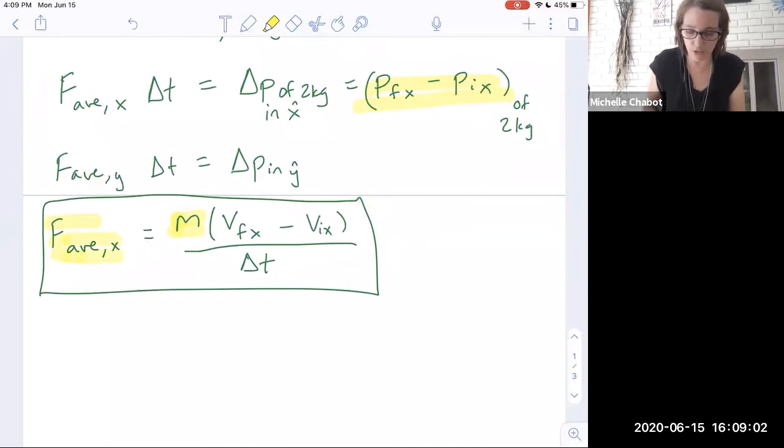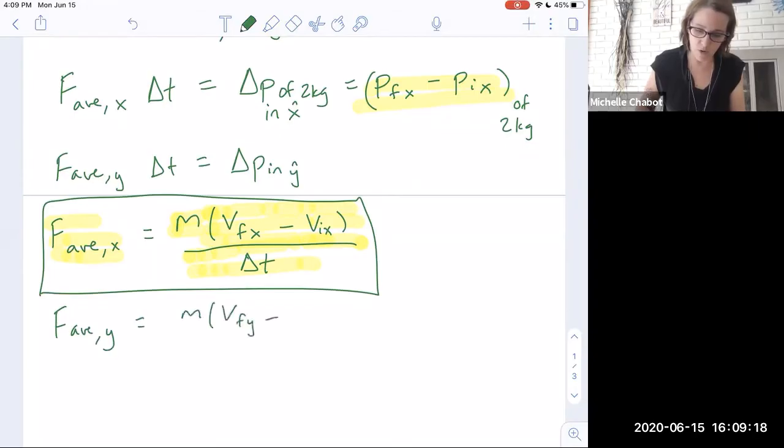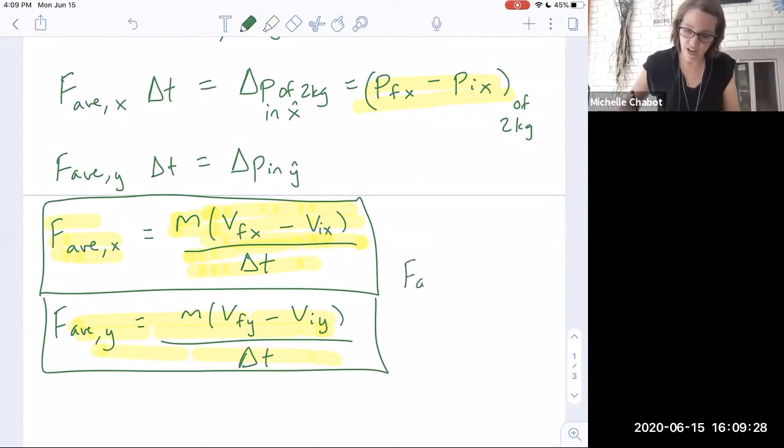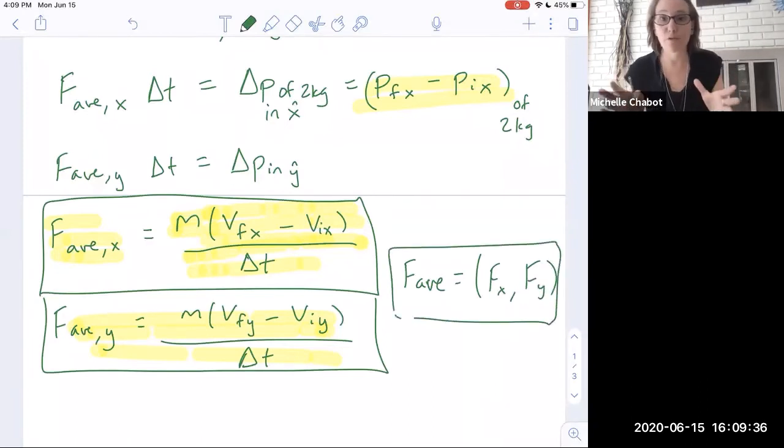So if I want the force on the 2 kilogram object, then I use the mass of the 2 kilogram object and then the change in velocity of the 2 kilogram object all over the change in time. And then I'm going to write it again for the y direction, which would be the mass times v final y minus v initial y all over the time. And that then gives me my total average force, which would be the F sub x comma F sub y, and I would just report it in component form. So let's do it for this problem and see how that works out.